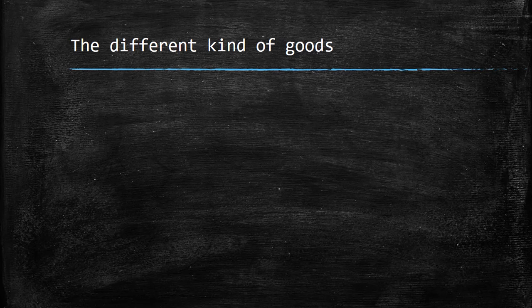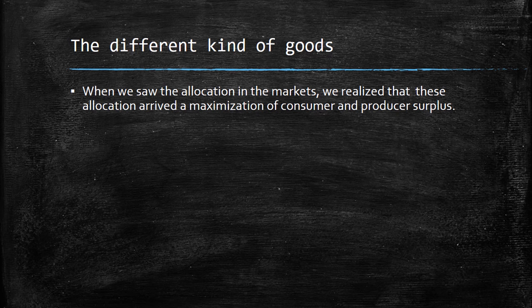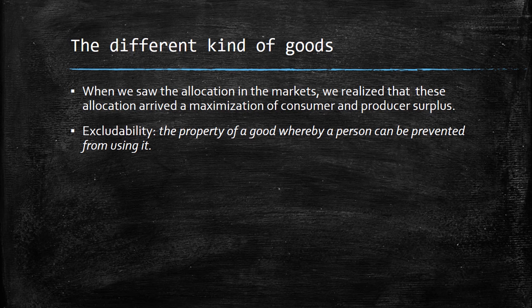So we first need to differentiate the different kinds of goods that we can find here in common resources and public goods. As I said before, in the markets it is the consumer and producer surplus that is maximized. So we need to figure out some concepts that are going to be extremely important to understand how public goods and common resources work. First, we need to define the term excludability.